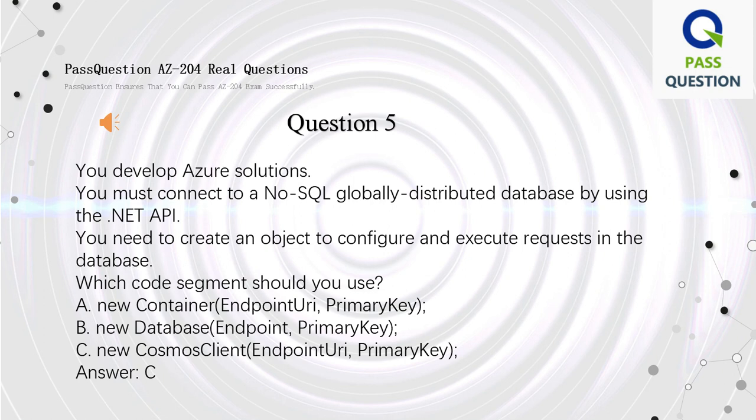Question 5. You develop Azure solutions. You must connect to a NoSQL globally distributed database by using the .NET API. You need to create an object to configure and execute requests in the database. Which code segment should you use? A. New Container, endpoint URI, primary key. B. New Database, endpoint, primary key. C. New CosmosClient, endpoint URI, primary key. Answer: C.